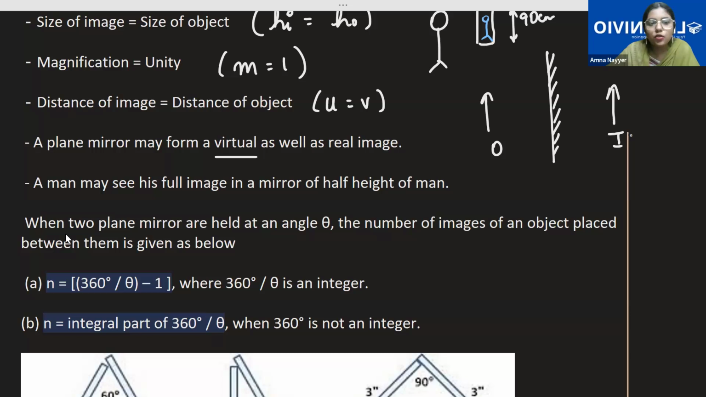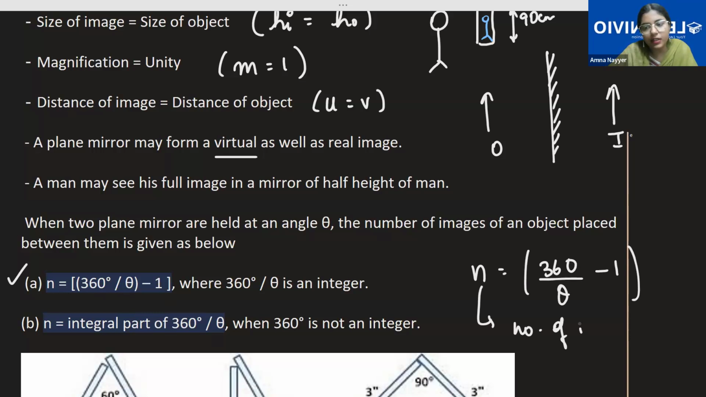So, what is the number of images? This can be asked. When two plane mirrors are held at an angle theta, the number of images of an object placed between them is given by two methods. n = 360 divided by theta minus 1, where 360 by theta is an integer. This will be commonly used. This means the formula is 360 divided by the angle by which the mirror is inclined, minus 1. That gives the number of images.